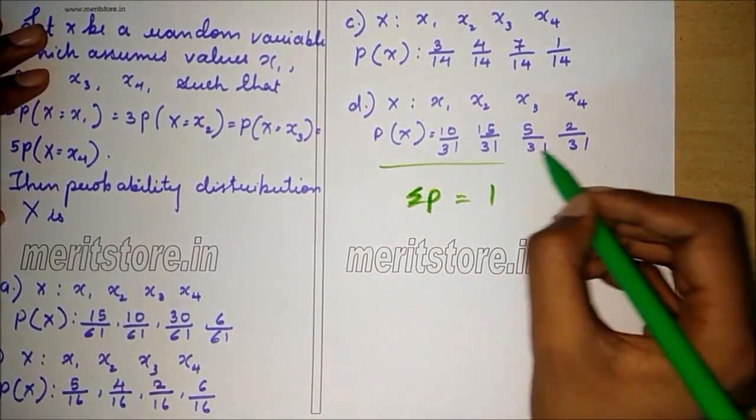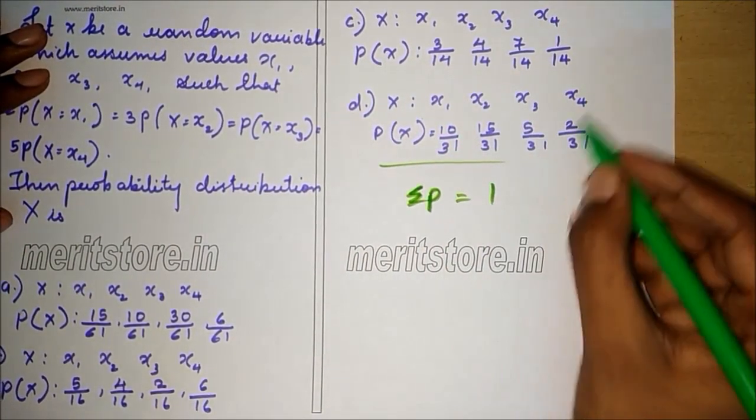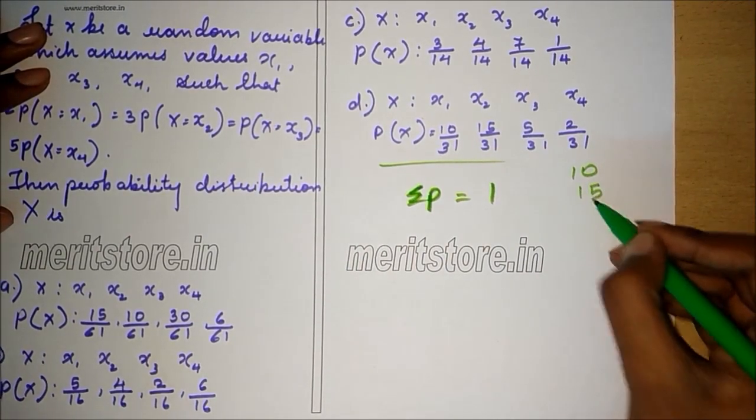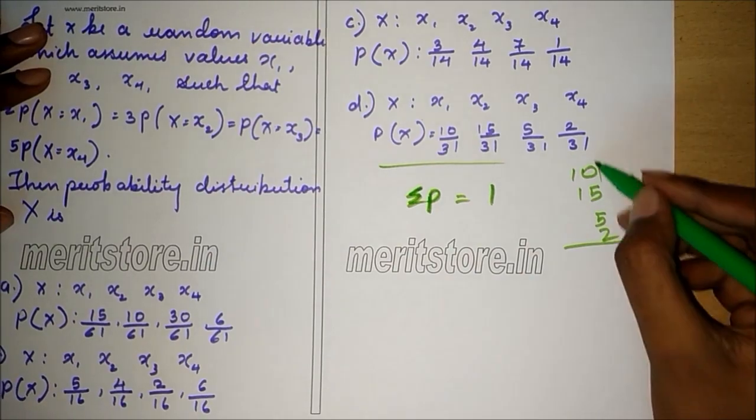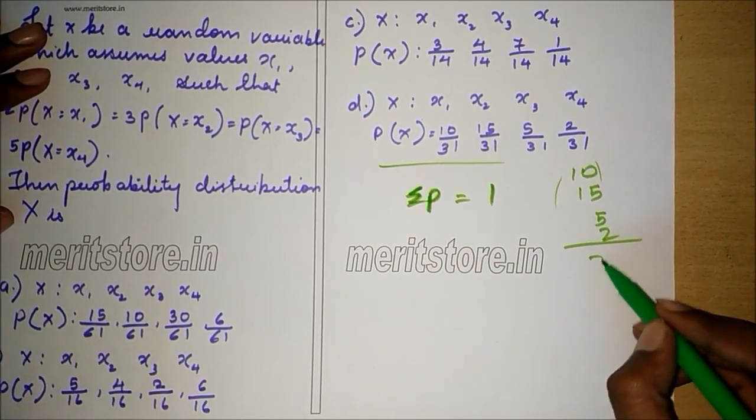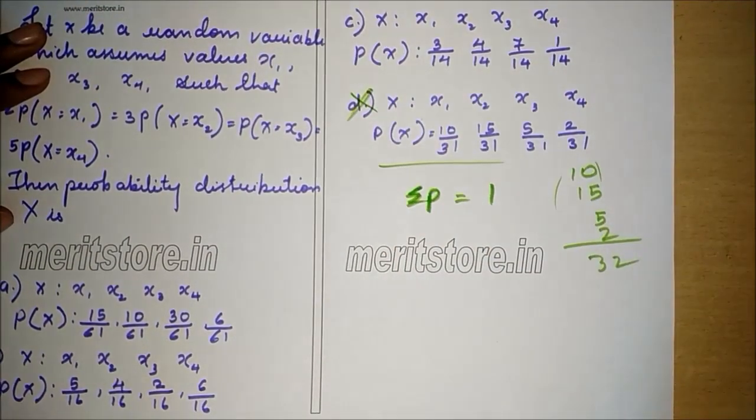So the denominator is 31, so numerator should add up to 31. So this will be 10 plus 15 plus 5 plus 2. So this is not 31. This adds up to around 32. So this option is eliminated.